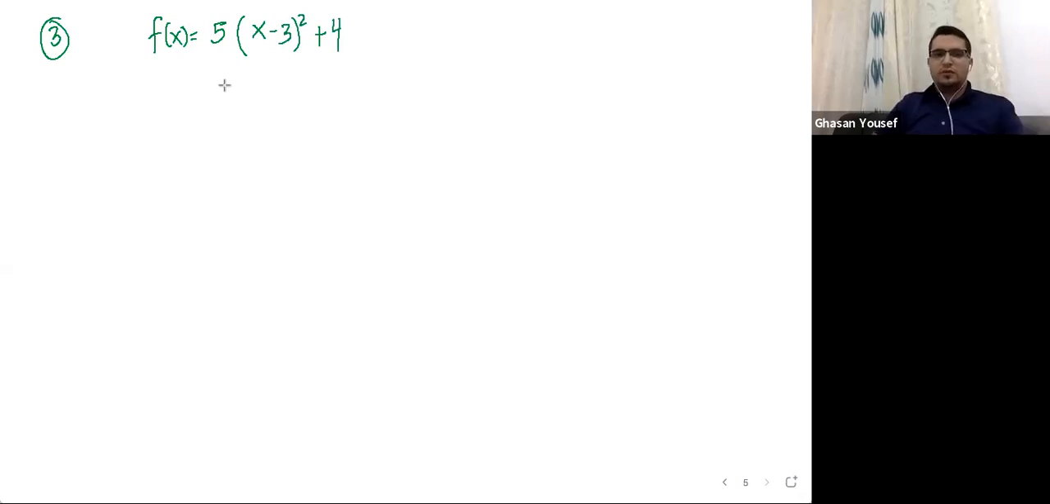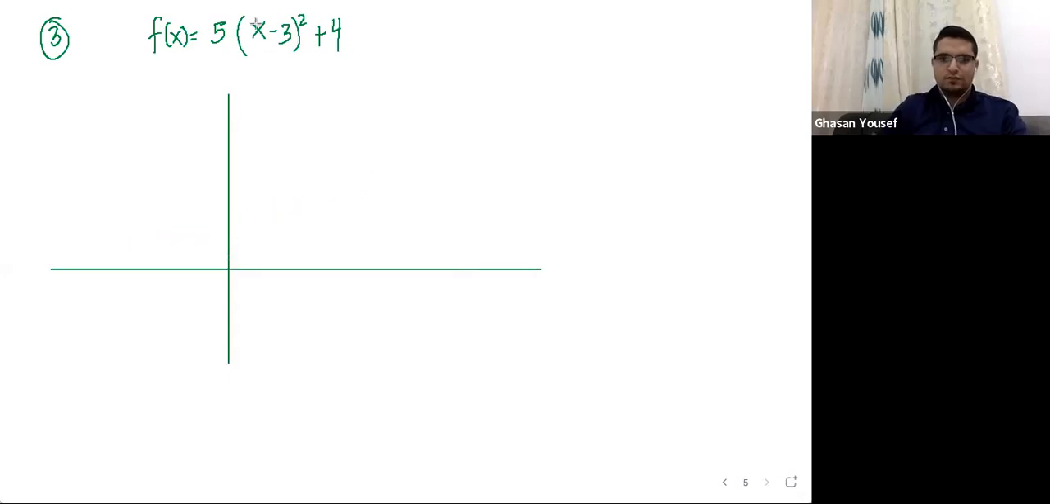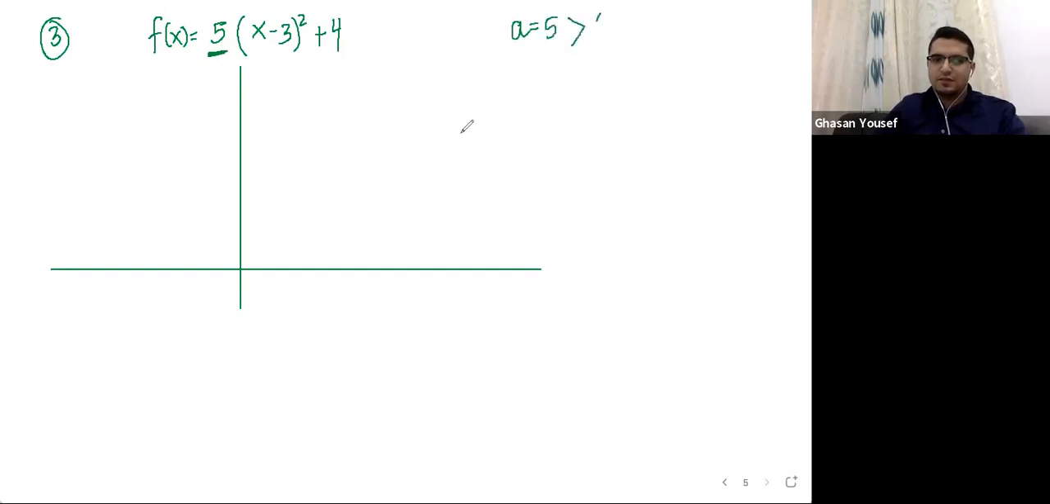How does the parabola open, upward or downward? Upward, exactly. Why is it upward? A is positive, correct. Look, A is 5. Because the 5 is positive, A here is 5, and 5 is greater than 0. So it opens upward, something like this. My parabola opens upward.